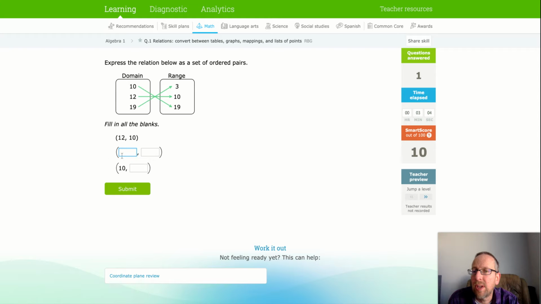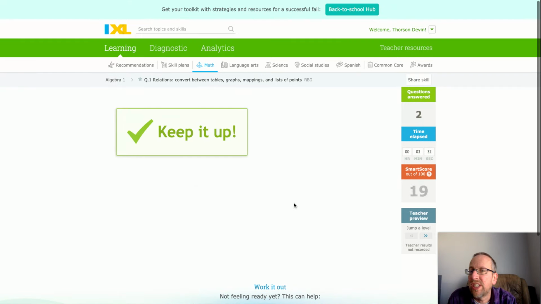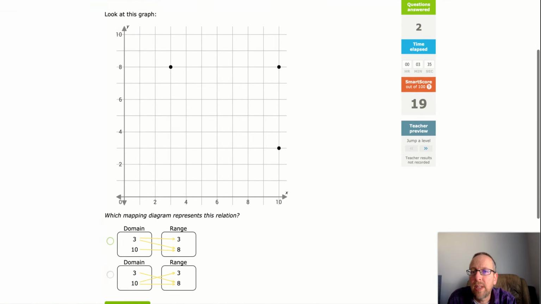So down here, when we go to fill out the ordered pairs as points, we go, okay, what's 10 paired with? We come up here, 10 is pointing at the 19, 10 is paired with 19. Now we're trying to represent the whole relationship, all 3 points. So they already did the 12, 10. So the only point that's completely missing is the point where it pairs 19 up to 3. So we type 19 and we type 3. So it's just a different way to represent a relationship.